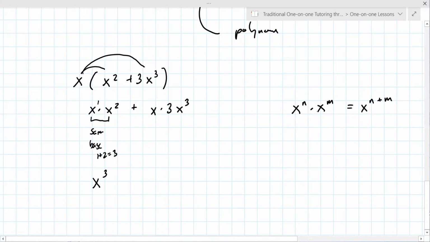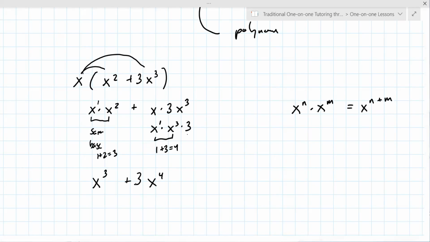Okay, and then on the right here, you can do multiplication in any order. So this can be x times x cubed times 3. It's the same thing here. You've got the same base, so you add the exponents. 1 plus 3 equals 4. This is x to the 4th. Now, by convention, you tend to put the number in front first. So this is your final answer.